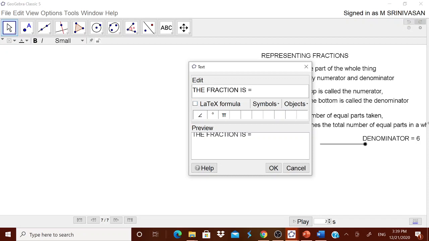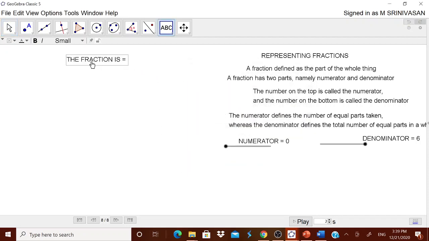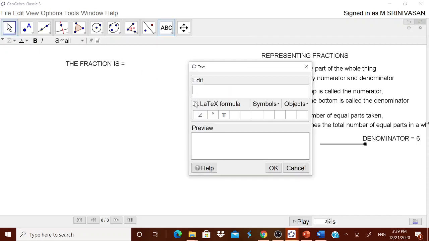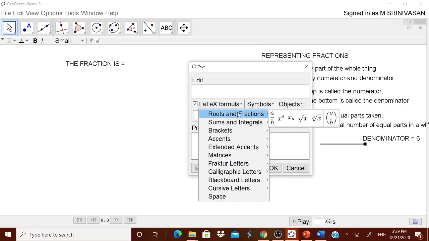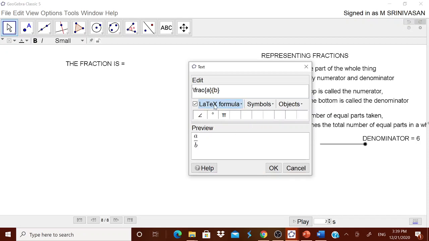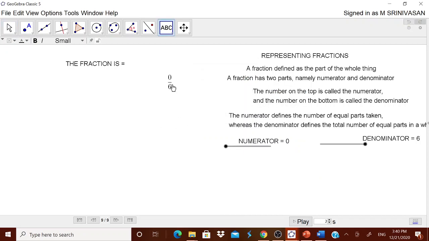equal to. Now you can use the LaTeX formula here. Once again, in the LaTeX formula, you can display it. Go to the A by B, and here you take the numerator. Don't take that A, and delete this B. In place of B, you have the denominator. Okay, you see 0 by 6 is coming. When I move this, the child can understand that it is 1 by 6 up to 5 by 6 and so on to 6 by 6.